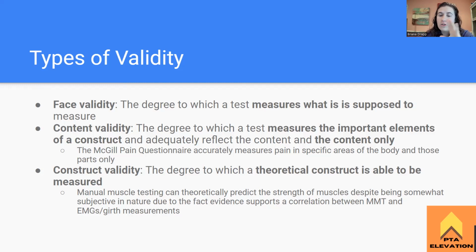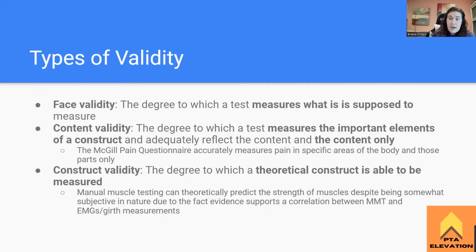Construct validity is the degree to which a theoretical construct is able to be measured. So for example, how can we truly measure the strength of somebody? It's kind of hard unless we get everybody on one of those strong power things and measure it completely. That's why we would use manual muscle testing, which in its nature can be somewhat subjective, but there's enough evidence out there to support a correlation between the measurements you get from MMT and girth measurements, like we were talking about earlier with quad strength, increasing the size of the muscle, hypertrophy, and also EMG, so nerve conduction velocity.